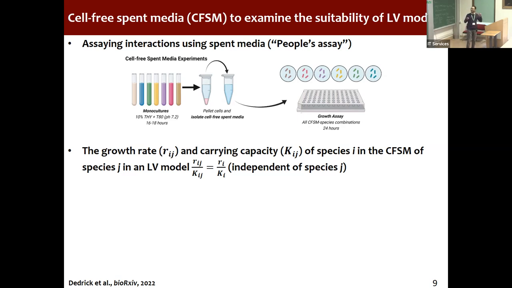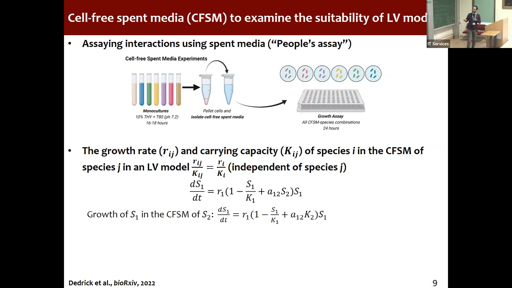I talked with Michael a few days ago, and he suggested that I should explain why this happens. I go through a few lines of derivation. It's pretty straightforward. So you can imagine starting from the standard Lotka-Volterra model. This is the rate of change in the population, growth rate of the population one, its carrying capacity in monoculture, and then the effect of species two on population one. So what we want to do is to look at growth in the cell-free spent media, which means instead of S2, we've let it go to saturation, so we replace S2 with K2 in our equations. So this would be how S1 grows in the supernatant of S2.